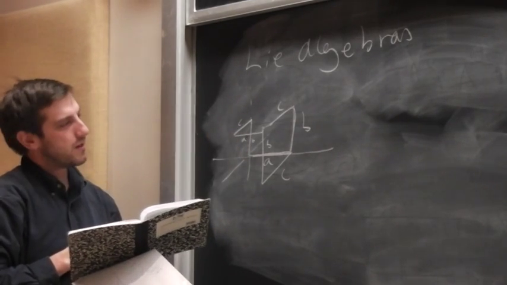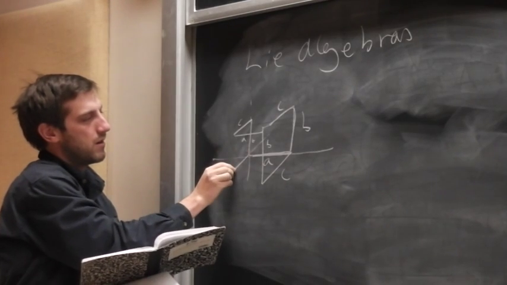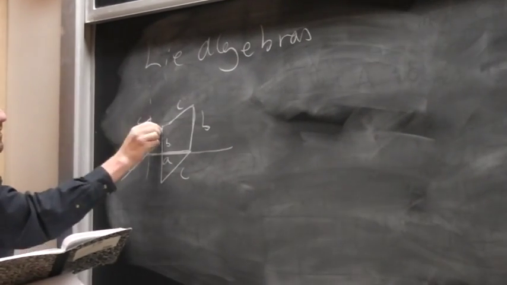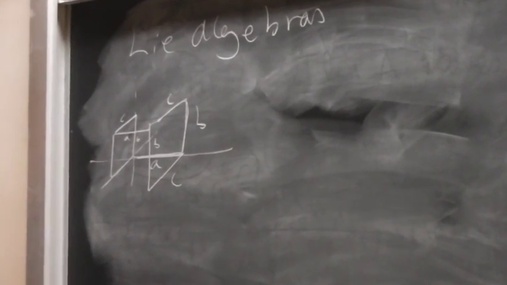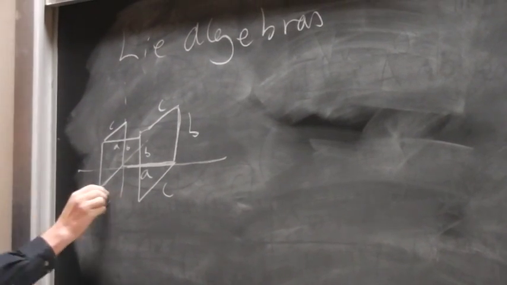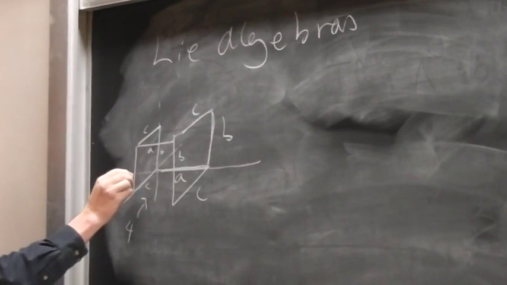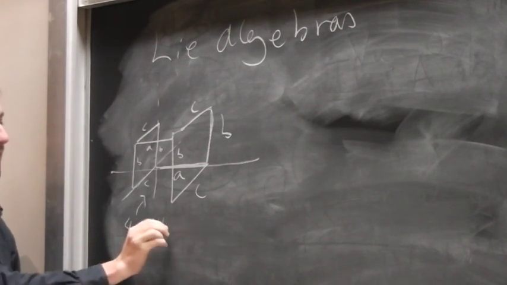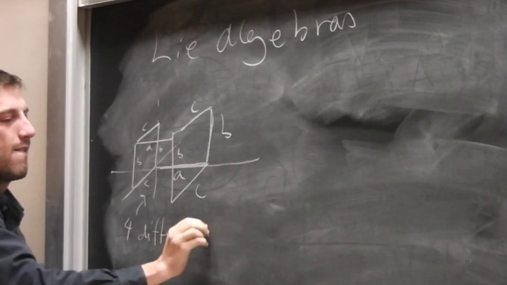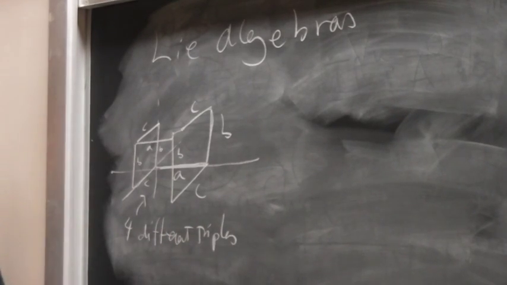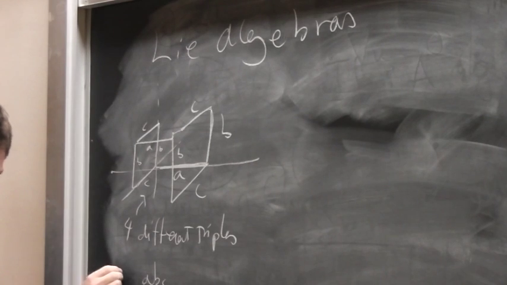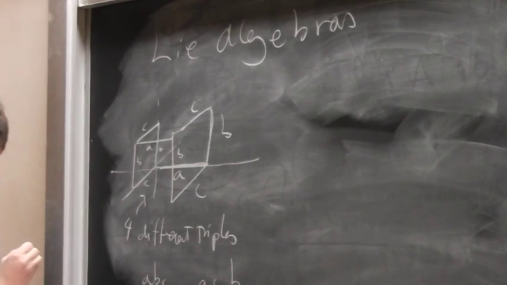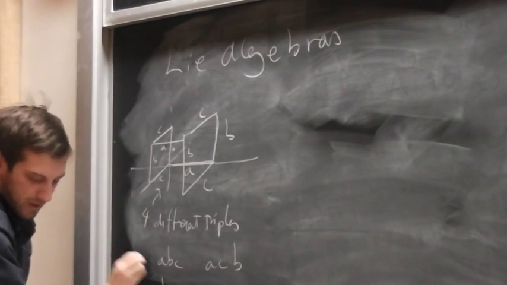C, B. Take those, just four. So four different triples. So here are the four triples: A, B, C; A, C, B; B, C, A; and C, B, A.